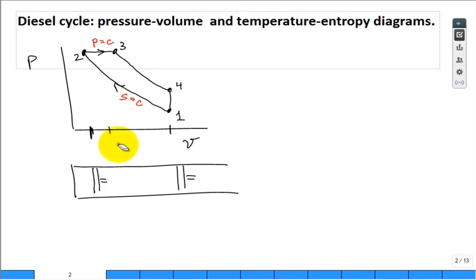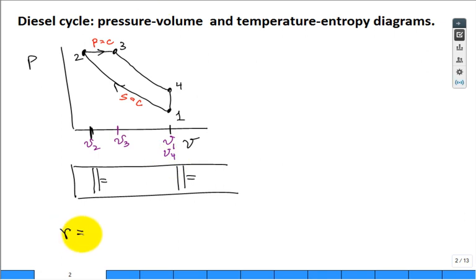I don't know if I lined that up very well. Here, this is V at state 3, this is V at state 2. And so this is the V at state 1, which is equal to the V at state 4 as well. Okay, so the compression ratio for the Otto as well as the diesel cycle is the initial volume at the bottom dead center, state 1, divided by the volume at top dead center, or after the end of the compression stroke. Then we have another cutoff ratio, and it's V3 divided by V2. Both of those ratios are greater than 1.